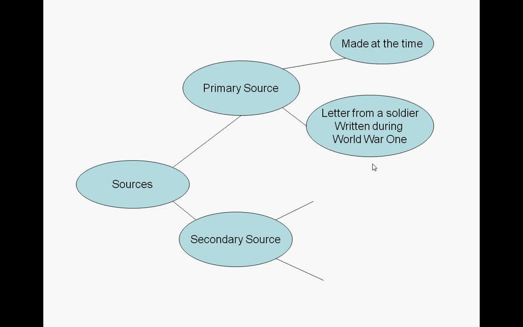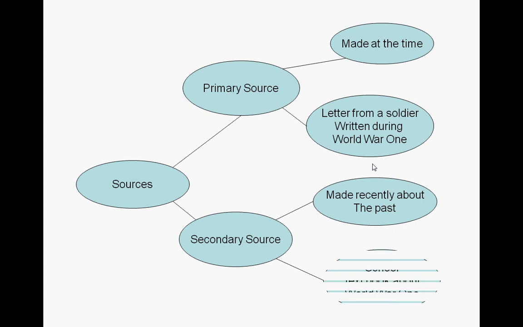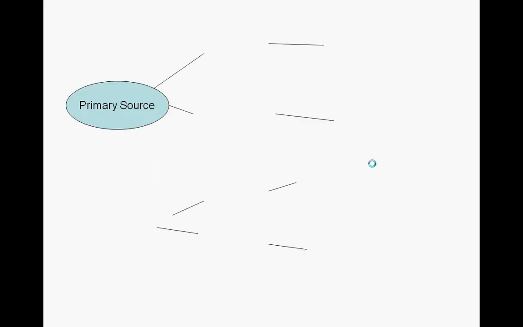A secondary source is made recently about the past, so it might be a school textbook about World War I, it might be an essay written by you when you're a bit older about the Greek times. Okay, it's just something that's made recently, but it's about the past. That's a secondary source.